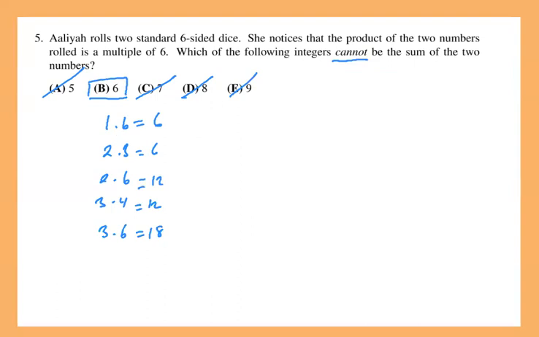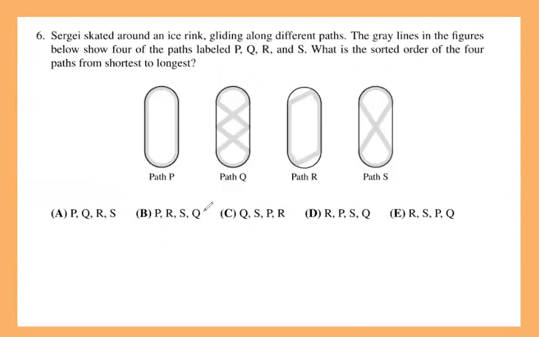Okay, so let's see the next one. Sergey skated around an ice rink, gliding along different paths, and the gray lines in the figure below show his path. Label those letters. What is the order of the 4 paths from the shortest to longest?